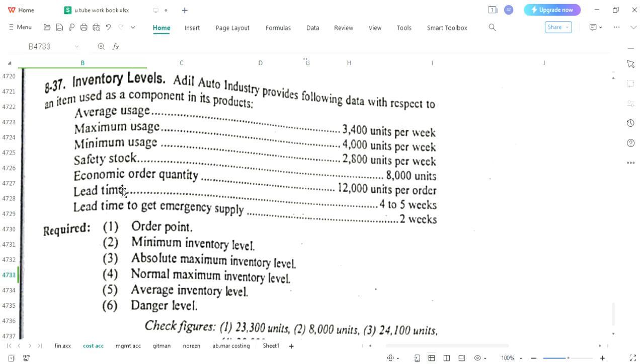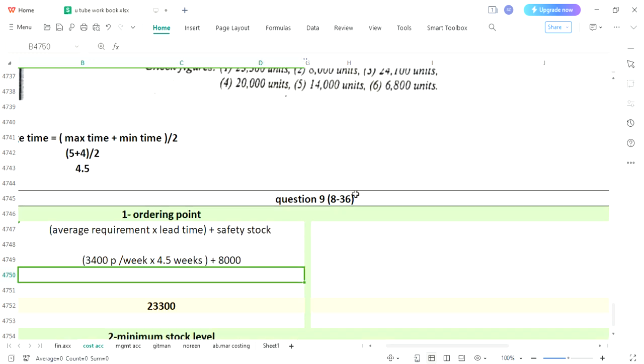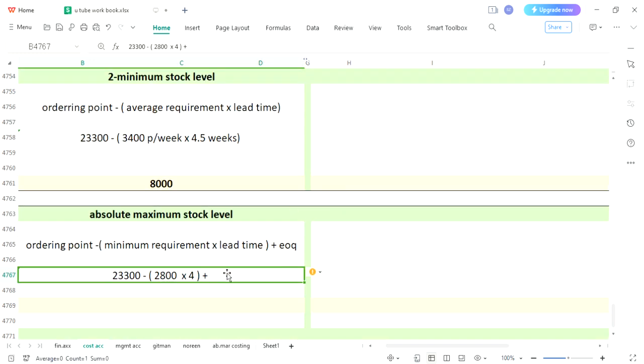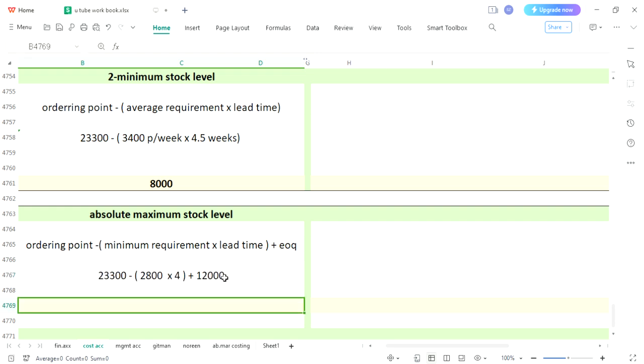We have it, economic order quantity 12,000 units. So you can simply put 12,000 units over here. Statement is completed. It's time to put the values: 23300. Follow this formula.